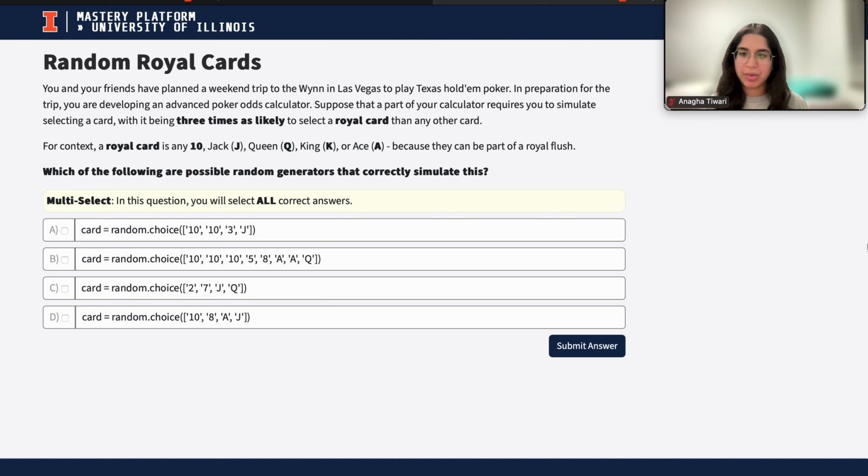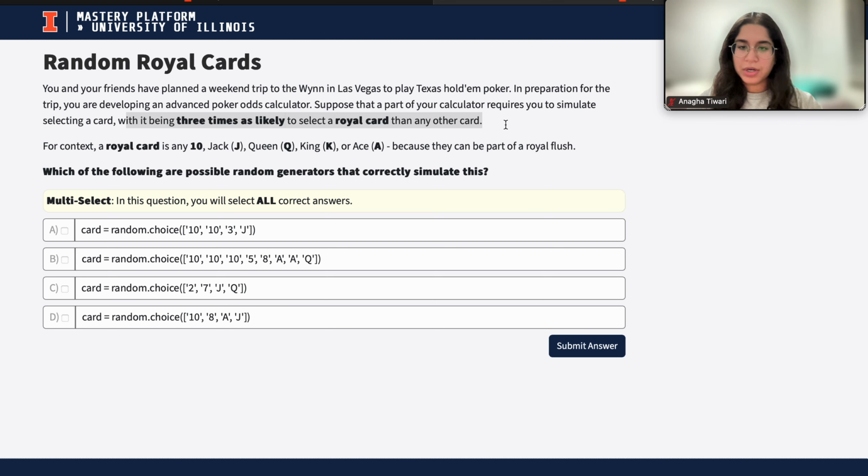We're going to be doing a question on random generators with royal cards. It says you and your friends have planned a weekend trip. Suppose that you're building an advanced poker odds calculator. Suppose that part of your calculator requires you to simulate selecting a card, with it being 3 times as likely to select a royal card than any other card.